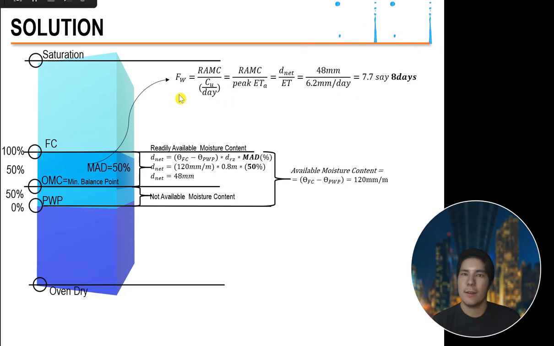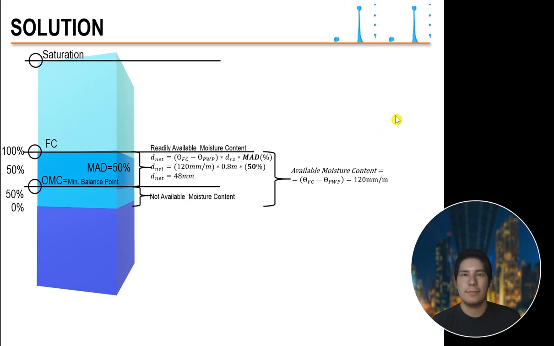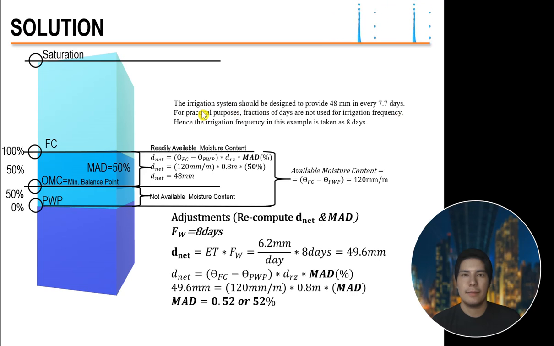So to compute for the irrigation frequency, we have the readily available moisture content, which is this 48 mm, divided by our peak evapotranspiration, which is 6.2 mm per day. So we have a frequency of irrigation of 7.7, say 8 days. So the irrigation system should be designed to provide 48 mm in every 7.7 days. For practical purposes, fractions of days are not used for irrigation frequency. Hence, the irrigation frequency in this example is taken as 8 days.